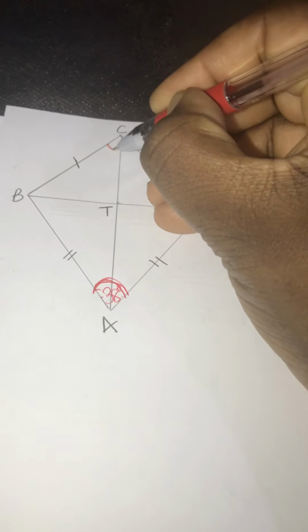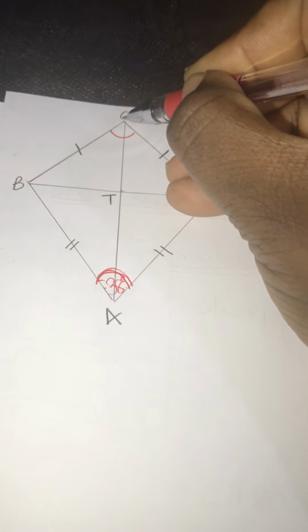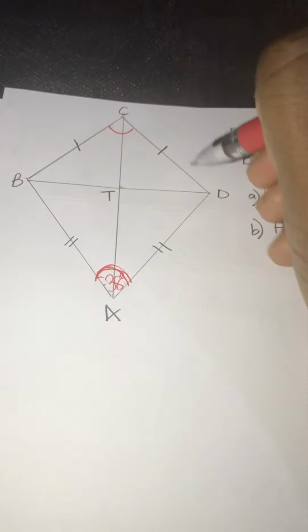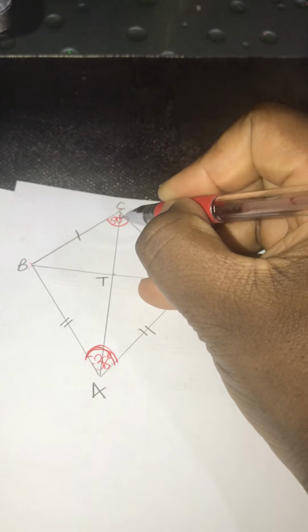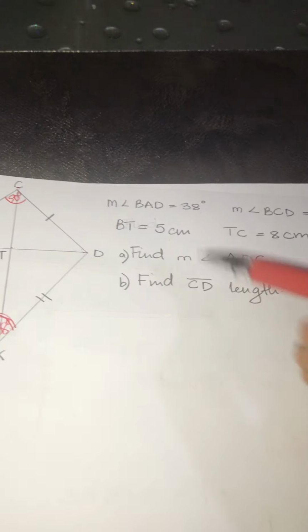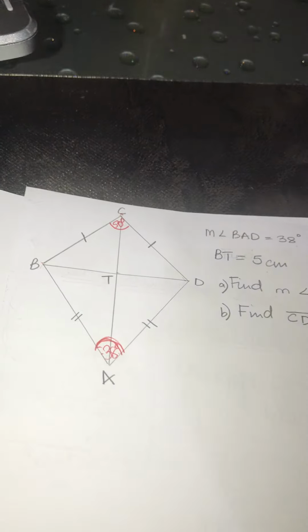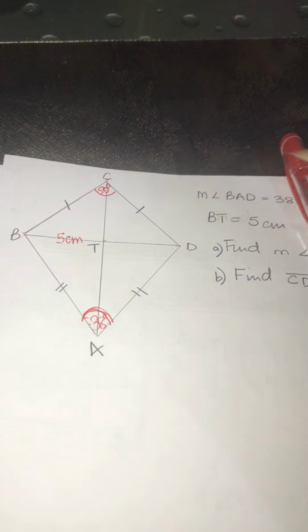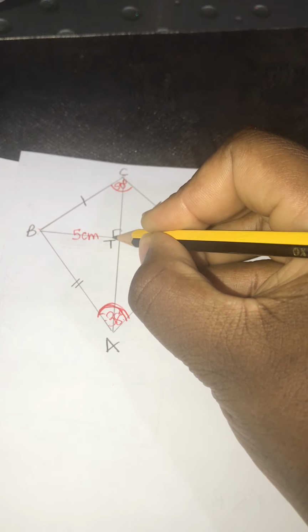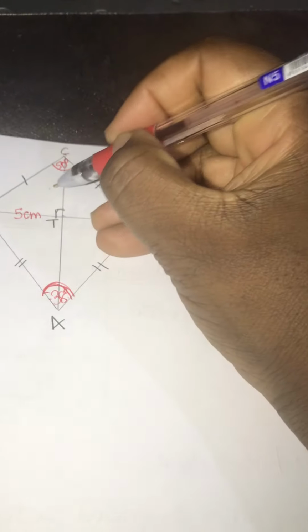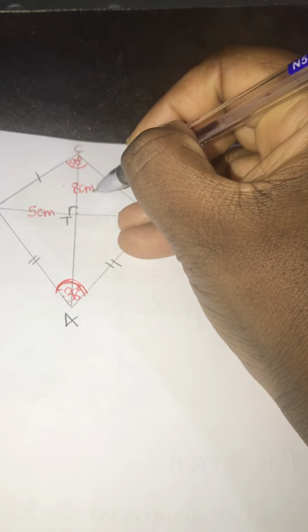The measure of angle BCD is 50. So these two angles, BCD, this is these two angles here. This is what? 50 degrees. Then they said BT is 5 centimeters. BT is 5 centimeters. And because this is a kite, this is 90 degrees. Okay? And TC is 8 centimeters. Okay?